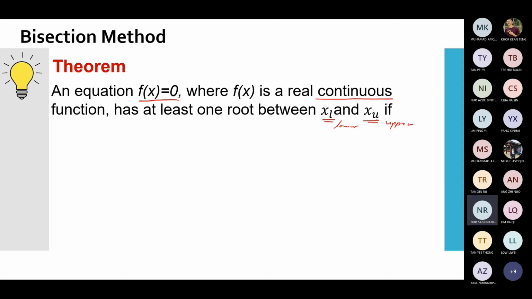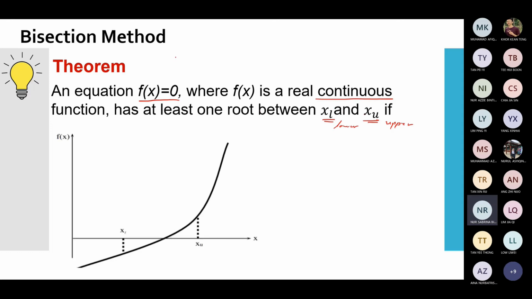Okay, so say it is given in a graph, so you can illustrate that. This is a graph of f(x), so we just determine the two values. The upper value is determined by xu, and xl indicates the lower value of the graph. So you have to choose between the two values.